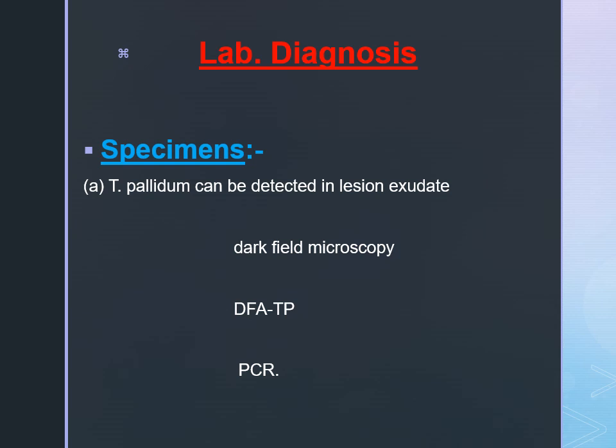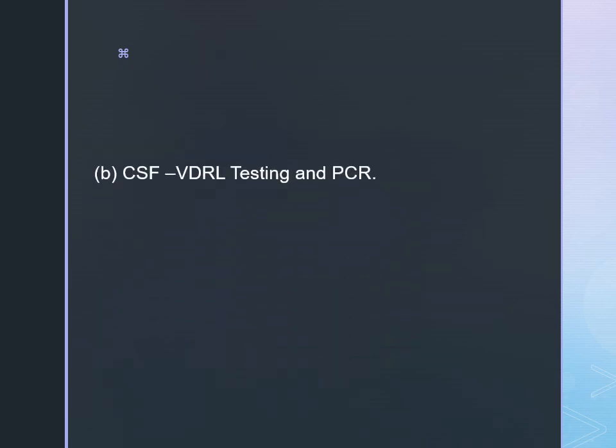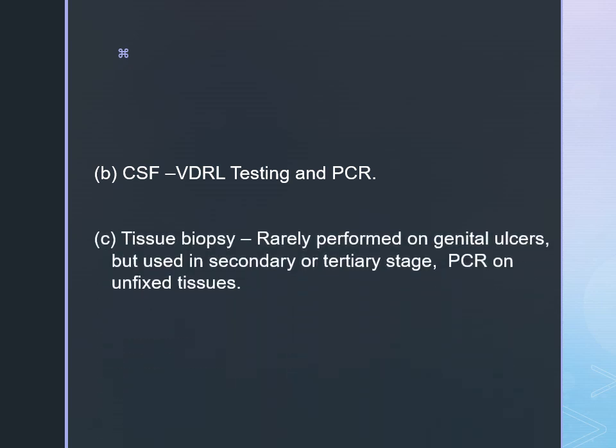When we are examining Treponema pallidum directly in the lesion exudates, we can do the dark field microscopy. So we need that exudate from the lesions which the patient has, and through that we can do dark field microscopy. Different tests are there: DFA-TP and PCR. Another sample can be CSF, when the bacteria has reached the CSF. So we can do tests like VDRL testing, that is to monitor the treatment and also for the diagnosis.